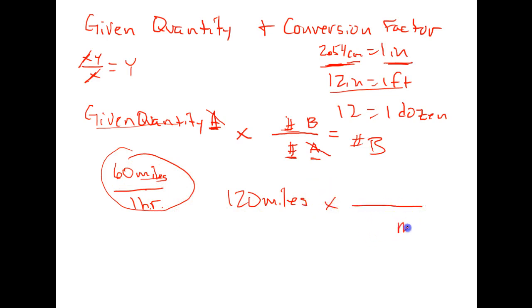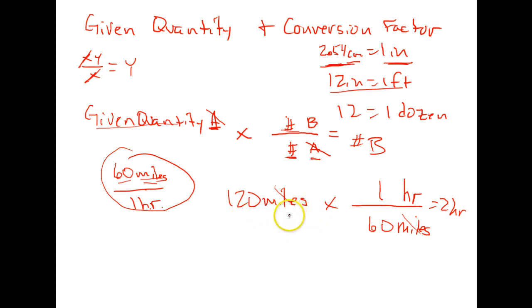Now miles has to go on bottom. Why does miles have to go on bottom? Because it needs to cancel out. So that means hours has to go on top. The 60 is with the miles, so 60 goes down with the miles, and 1 hour goes up here. So the answer is 2 hours. Now, I believe I did this problem backwards. I think I asked you how many hours would you go in 120 miles, but whatever. It doesn't matter. It's the same thing.